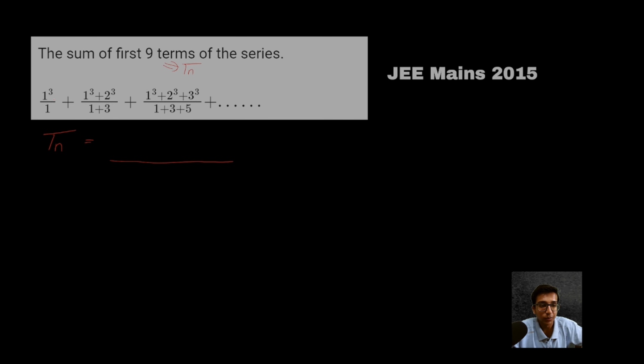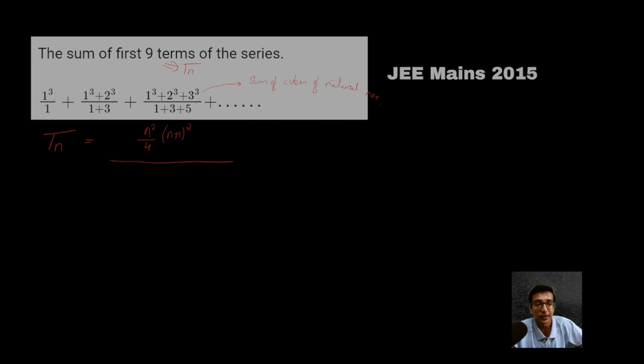If you look at the numerator portion, first there is 1 cube, then there is 1 cube plus 2 cube, then there is 1 cube plus 2 cube plus 3 cube, then it would be 1 cube plus 2 cube plus 3 cube plus 4 cube. That means basically it is nothing but the sum of cubes of natural numbers. And we had studied the standard result of sum of cubes of natural numbers, which was n square by 4 into n plus 1 whole square. So we've gotten the numerator of the nth term.